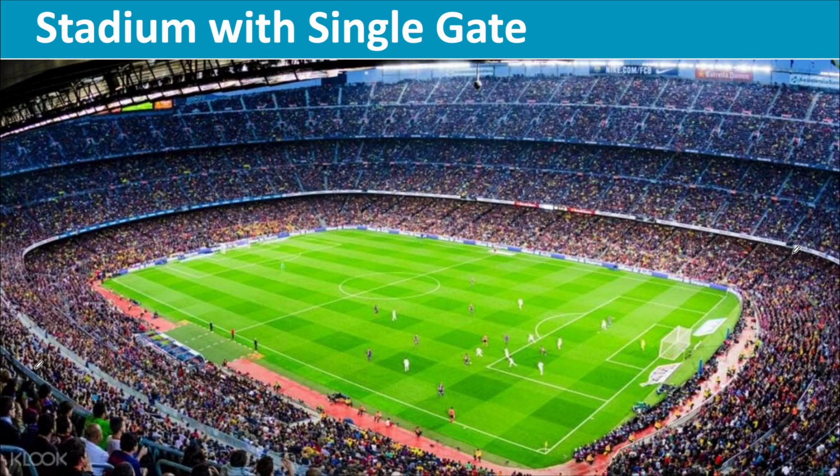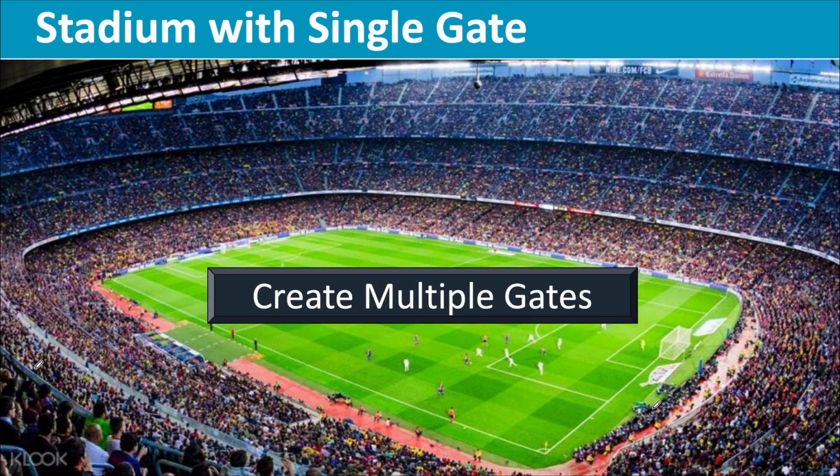So it is something like there is a huge football stadium which has only one gate. Just assume if there is only one gate, how will all these people who are sitting here, which is closer to 100,000 people, how will they get into the stadium and how will they get out of the stadium, right? So the simple solution is to create multiple gates. Instead of having one single gate, you create multiple gates.